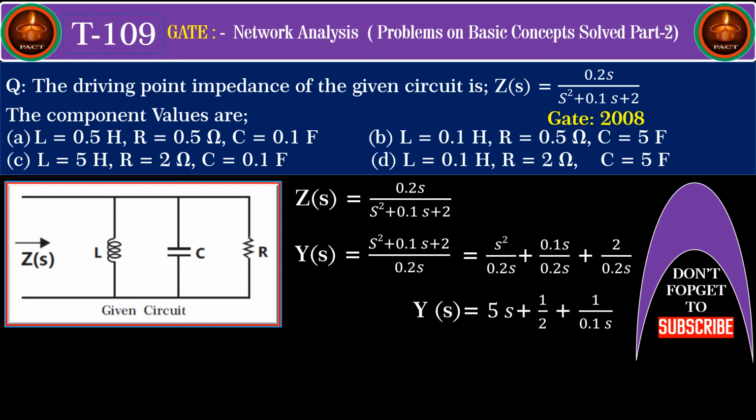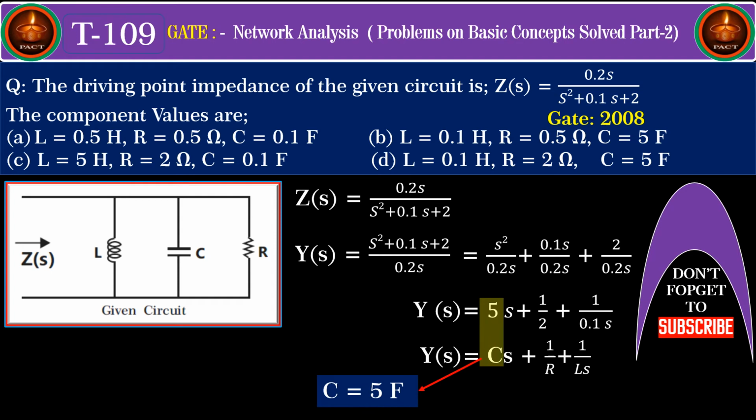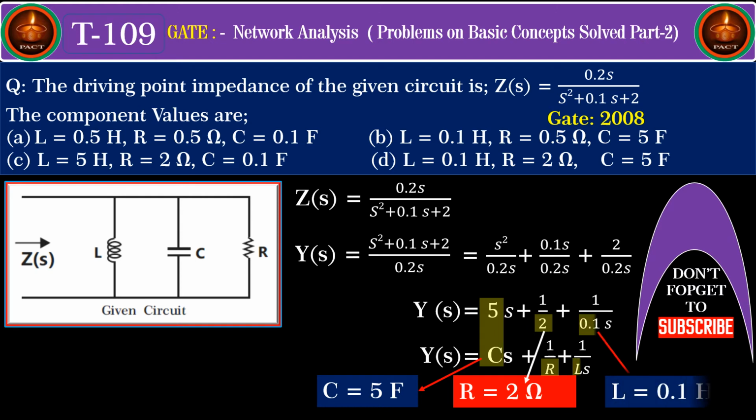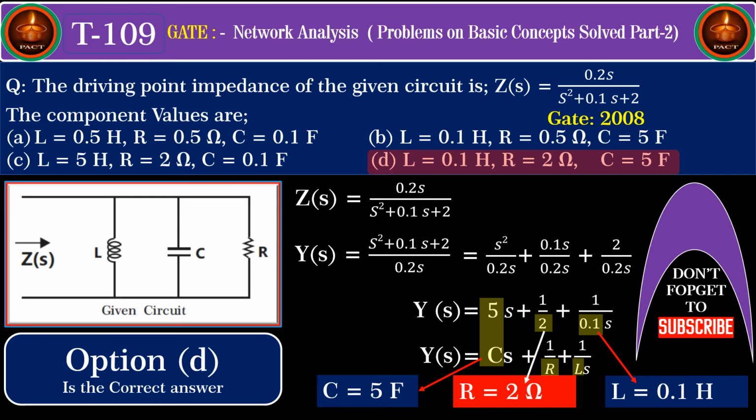By simplifying this equation, we get Y of S is equal to 5S plus 1 divided by 2 plus 1 divided by 0.1S. But we know the equation of the parallel LCR circuit in the admittance form is Y of S is equal to Cs plus 1 divided by R plus 1 divided by Ls. So by comparing the coefficients of the two equations, we get C is equal to 5 farads, R is equal to 2 ohm and L is equal to 0.1 henries, and hence option D is the correct answer. Very simple, isn't it?